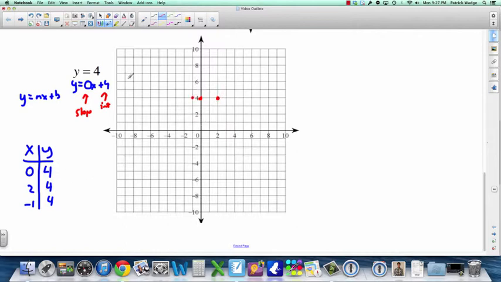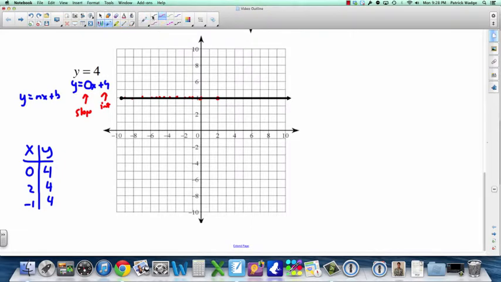Do you see that if y equals 4, we're interested in all the points that have a y value of 4? All these points I'm putting dots on here, they all have a y value of 4. So what the graph will look like is like this. It's just a horizontal line.